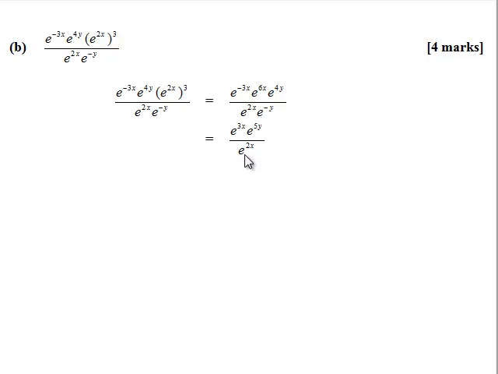And then finally divide that e to the 2x into the e to the 3x, so we'll get e to the x plus 5y. So you could write that as two terms or as a single term, as I've done it there. And that's the answer to part B.